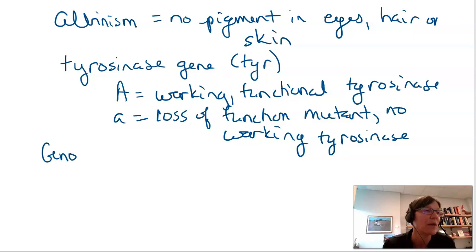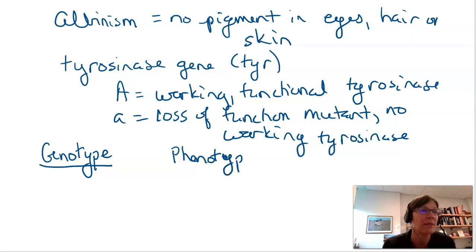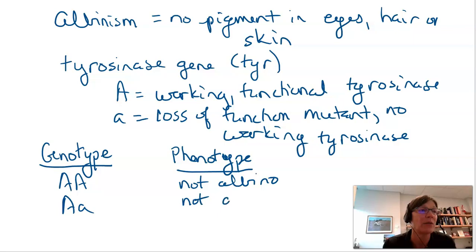So the genotype, which is what particular alleles of a gene you have in your genome, and the phenotype are related. If you are this, you are not an albino. If you are this, you are not an albino. And this genotype shows what dominance means, because here having one working copy, this big A, is what's controlling or overshadowing, or dominant, in the phenotype. And this little a is really masked, which is what it is to be a recessive allele. This genotype is the individual that is albino.